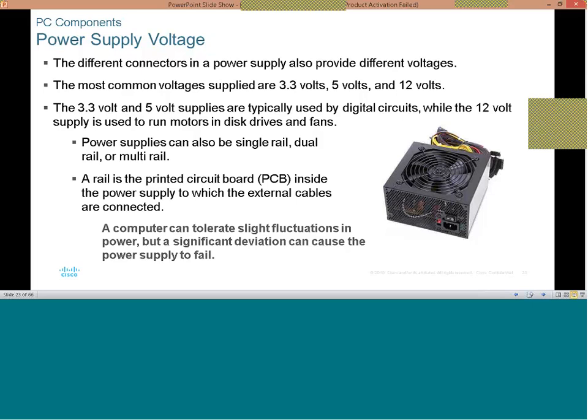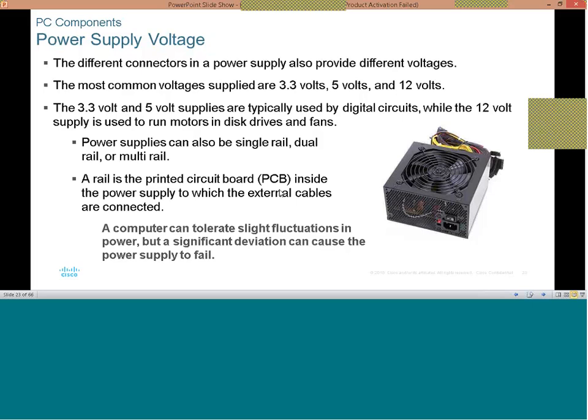So we particularly now know that when you want to power your hard drive, you need a high amount of voltage, which is about 12 volts. Okay, so the power supply can also be single rail, dual rail, or multi rail. So these are different patterns of power supply.